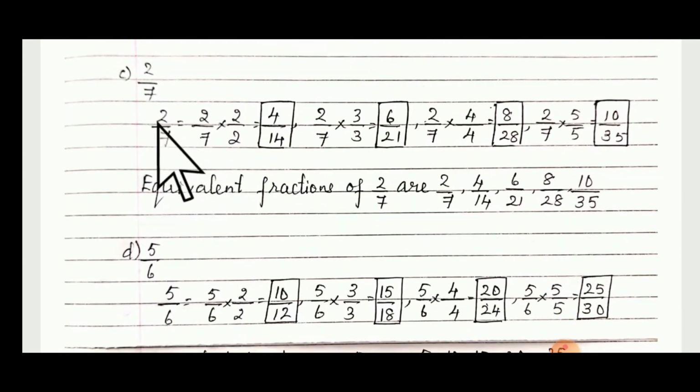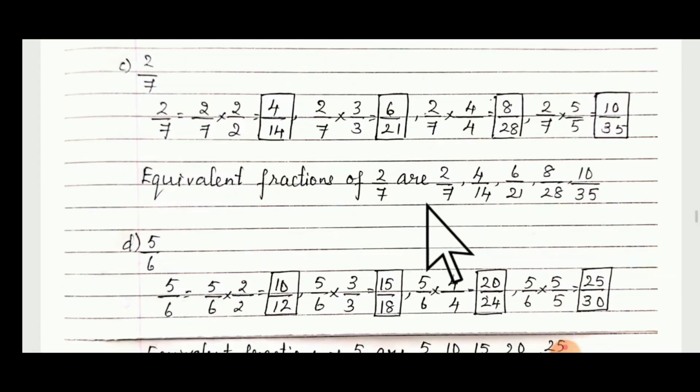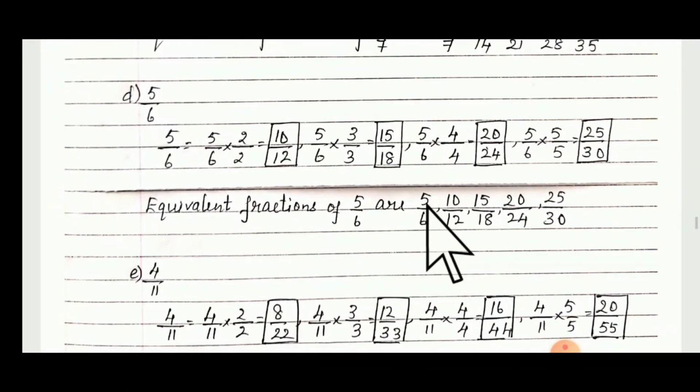Similarly 2 by 7 is there. So first one as it is, it comes 2 by 7. The next one will be 4 by 14. Then 6 by 21, 8 by 28 and 10 by 35. See, we multiply both the numerator and denominator by the same number to find equivalent fractions.